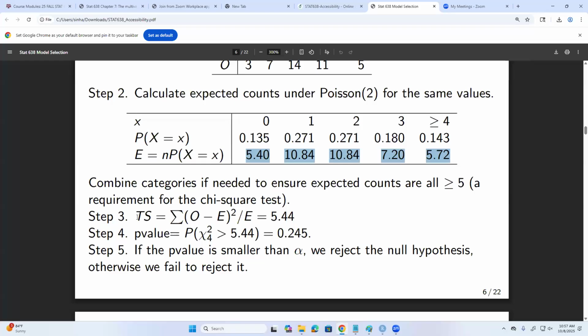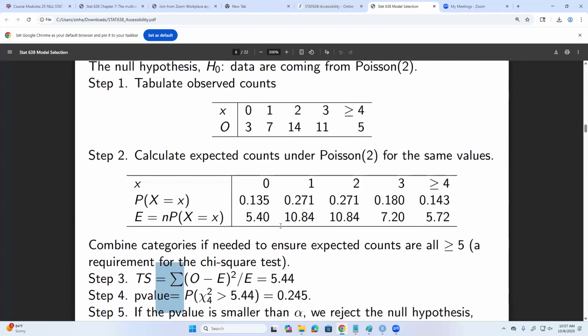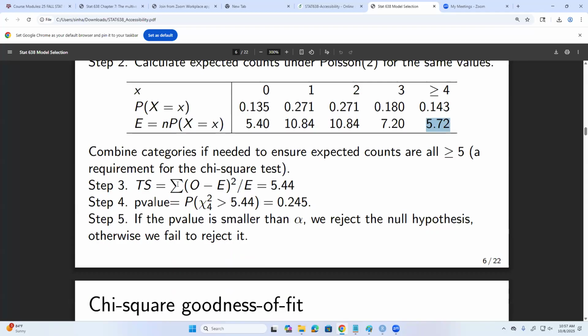And then formulate the test statistic. The test statistic formula is observed count minus expected count, squared, divided by expected count, and sum over all those differences. So essentially for the first group, it will be 5.40 minus 3 squared divided by 5.40. Then for the next cell, it will be 7 minus 10.84 squared over 10.84. So on and so forth up to the very last cell. So you take that difference and sum. It came out to be 5.44. This is the test statistic.